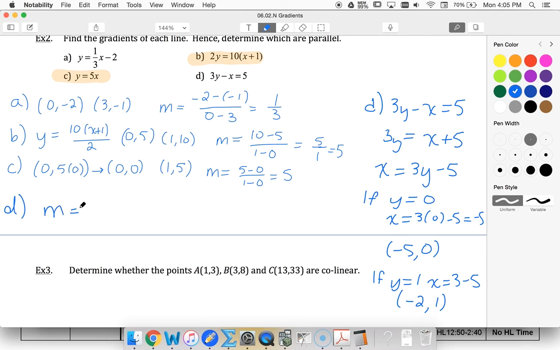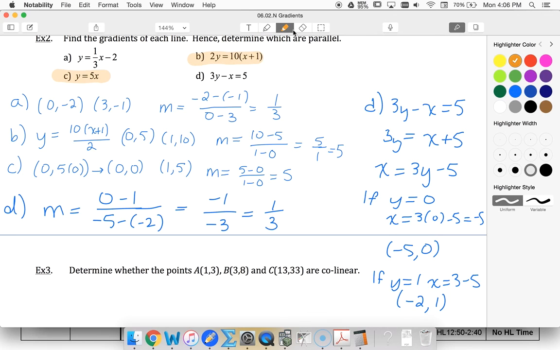So my m is going to be equal to y minus y, 0 minus 1, over x minus x, -5 minus -2. 0 minus 1 is -1. -5 plus 2 is -3. So I get +1/3, which matches. So then I must have that line D is parallel to line A.